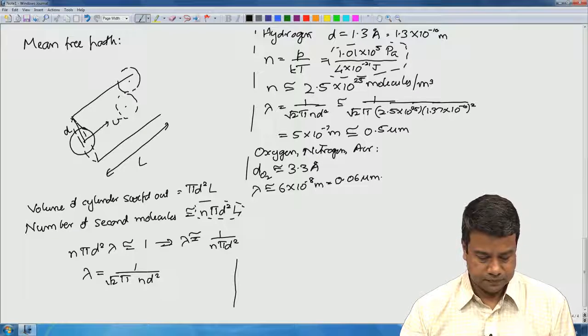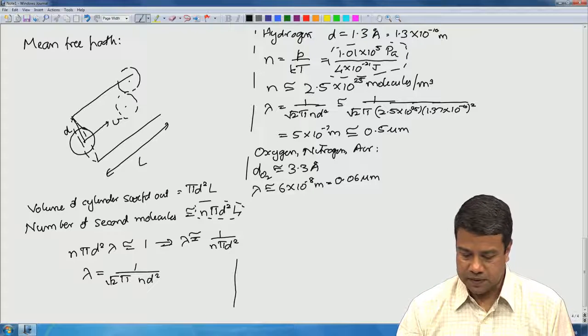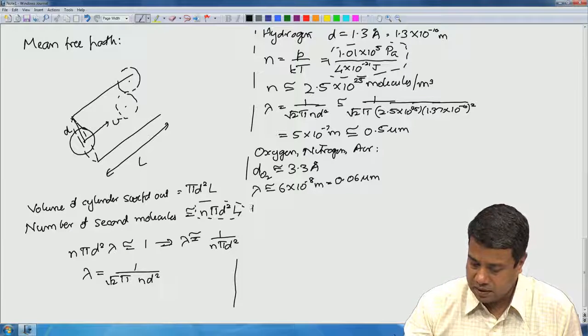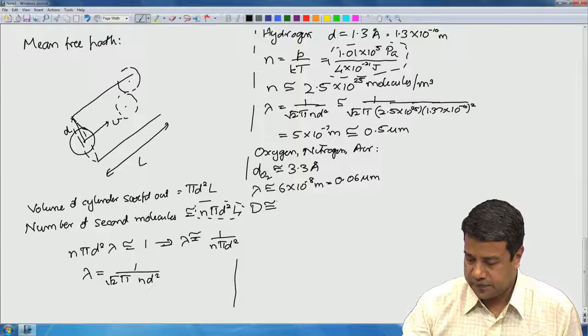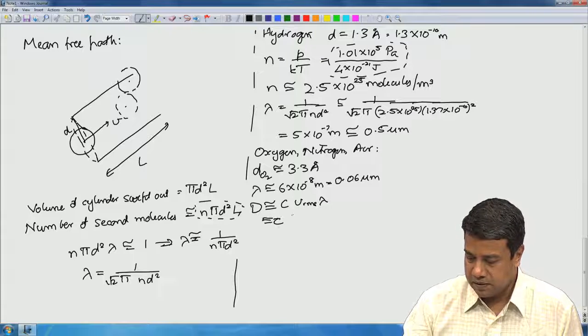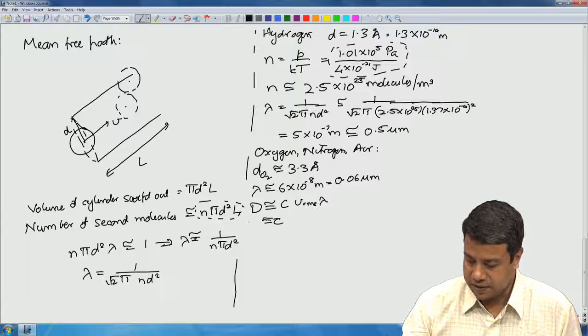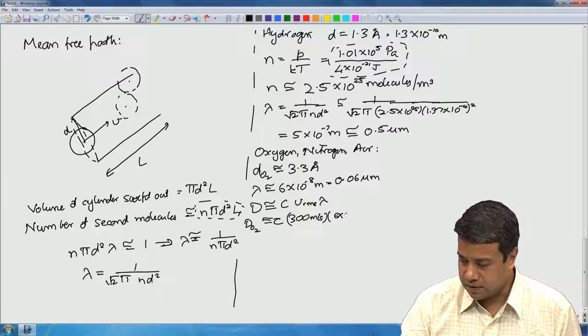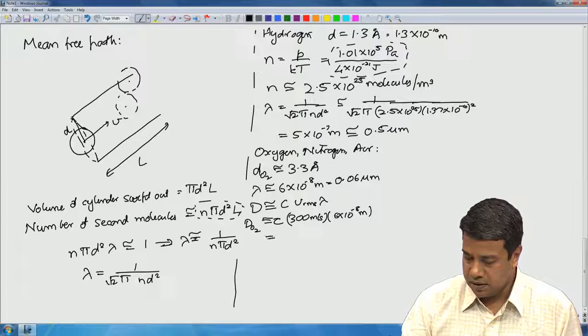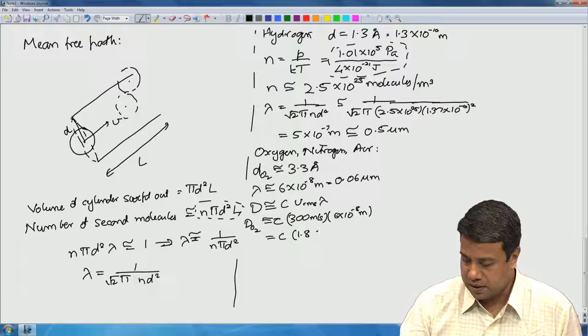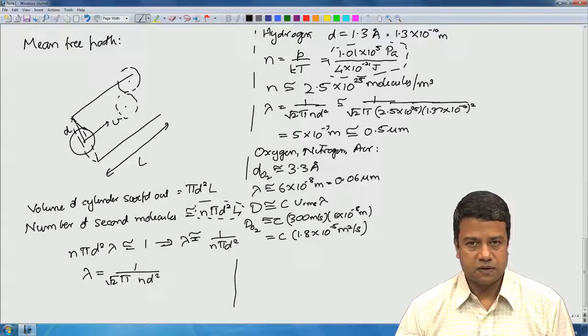for oxygen. Okay. So, now we have got the mean free path, we have got the molecular fluctuating velocity. From this we can estimate a diffusion coefficient. D is equal to some constant times Vrms times lambda. We found that Vrms was approximately, for the case of oxygen, so let us take D of O2, 300 meters per second into 6 into 10 power minus 8 meters. If you work that out, you will get a constant into approximately 1.8 into 10 power minus 5 meters square per second. So, that is the approximate diffusion coefficient for oxygen molecules translating in air.